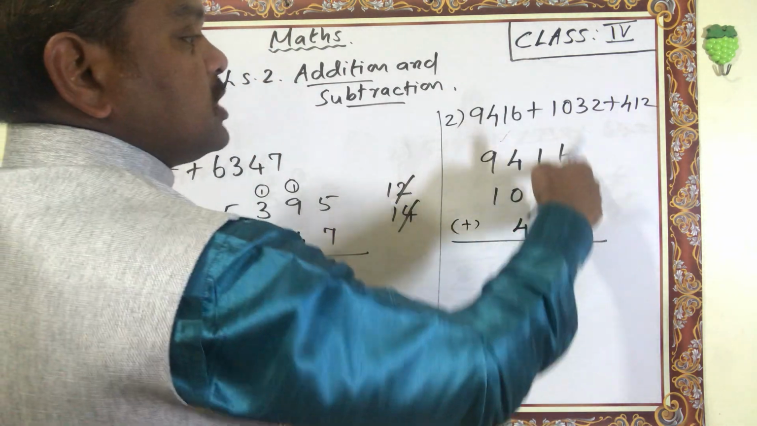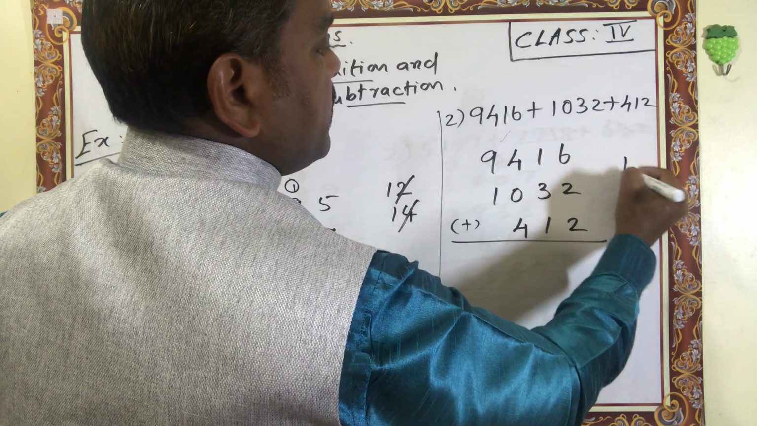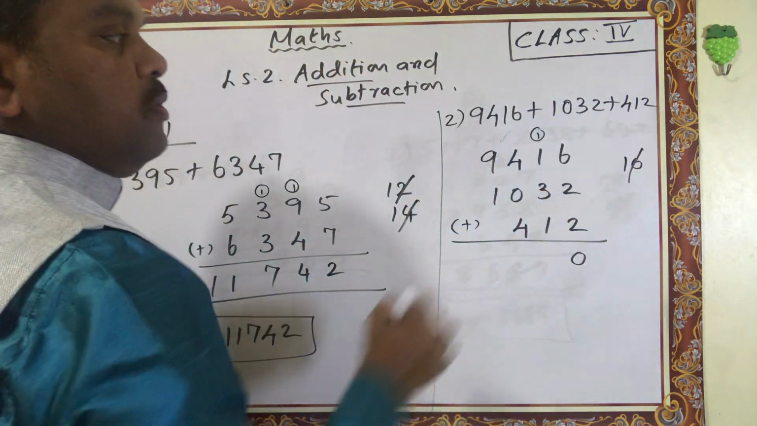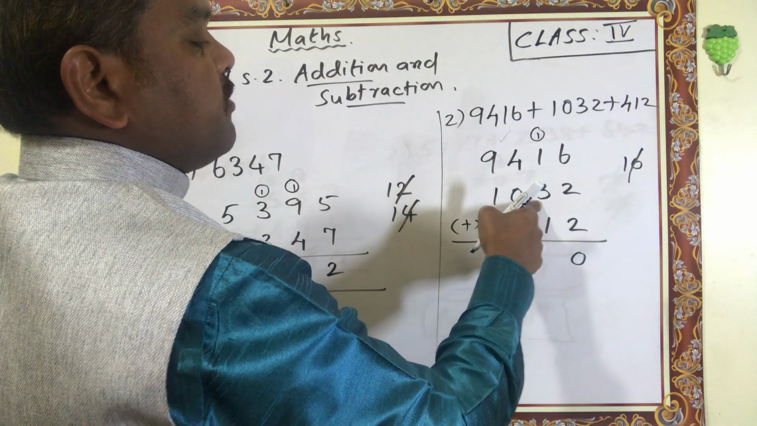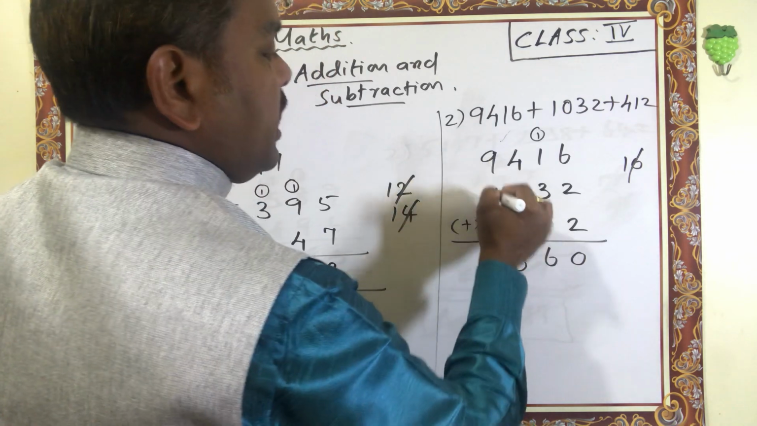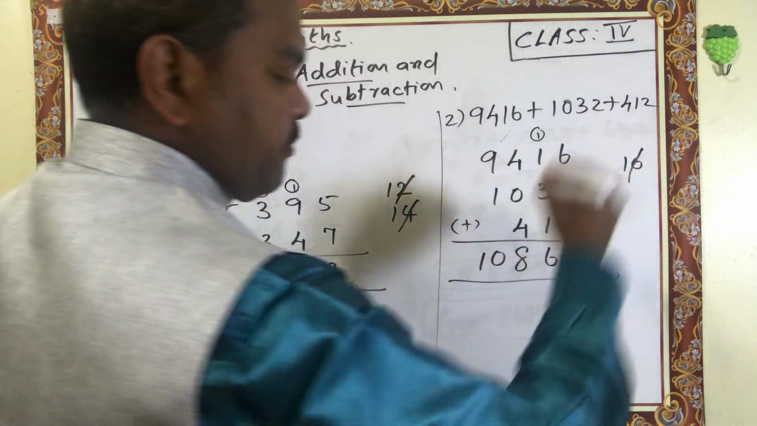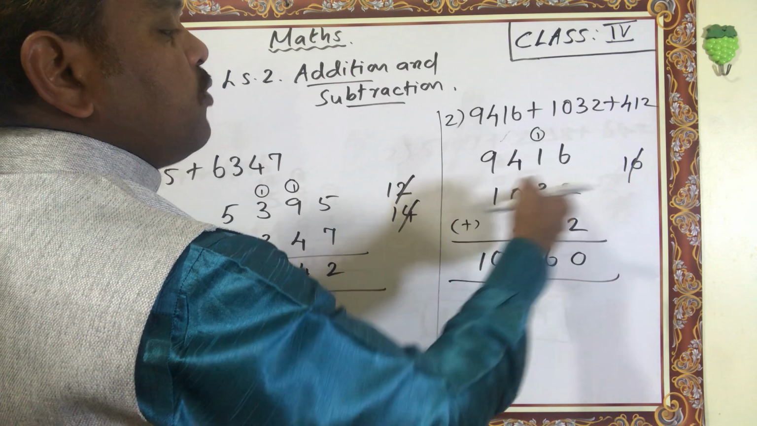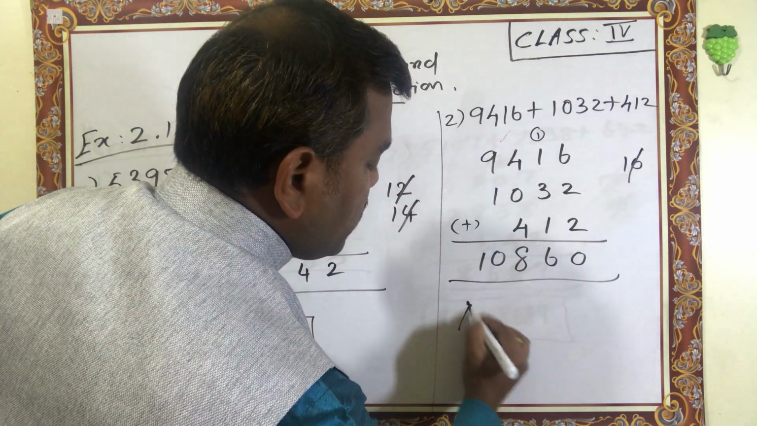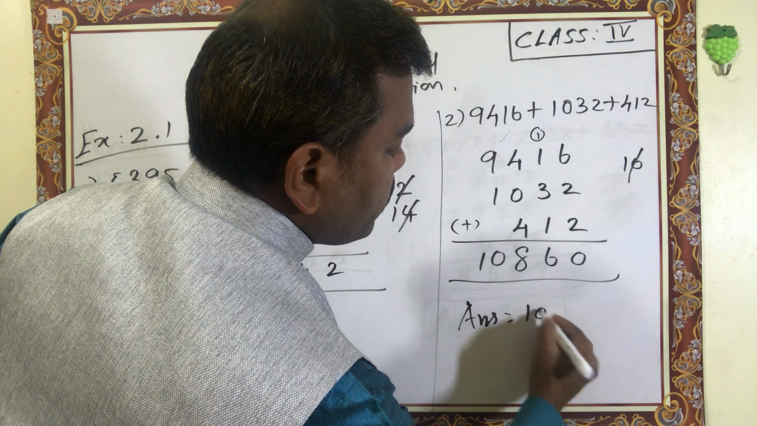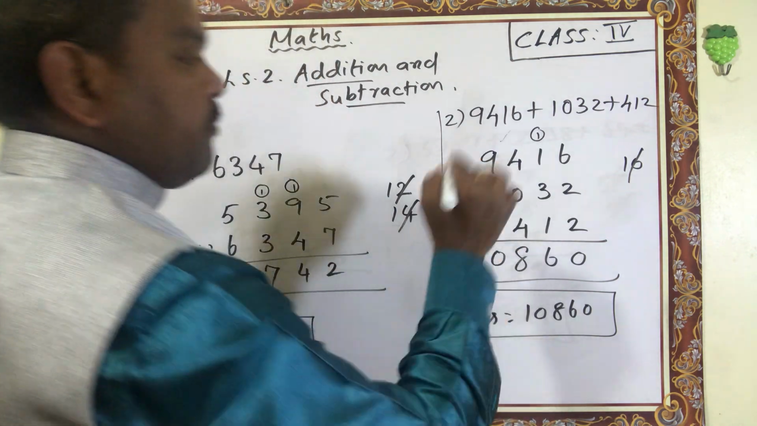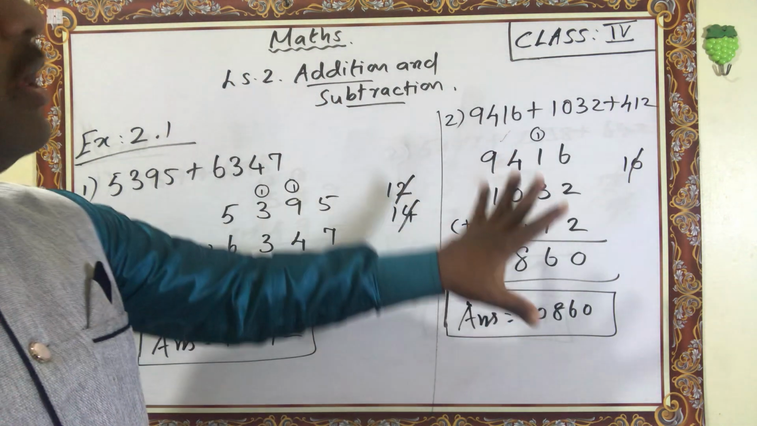Addition symbol. 6 plus 2, 8. 8 plus 2, 10. Okay, 0. Balance 1. Circle it. Okay, 1 plus 1, 2. 2 plus 3, 5. Plus 1, 6. 4 plus 4, 8. 9 plus 1, 10. See, this is a 4-digit number, 4-digit number, 3-digit number, but the answer is a 5-digit number. So the answer is equal to 10,860. Understood? So this is the way you have to add.